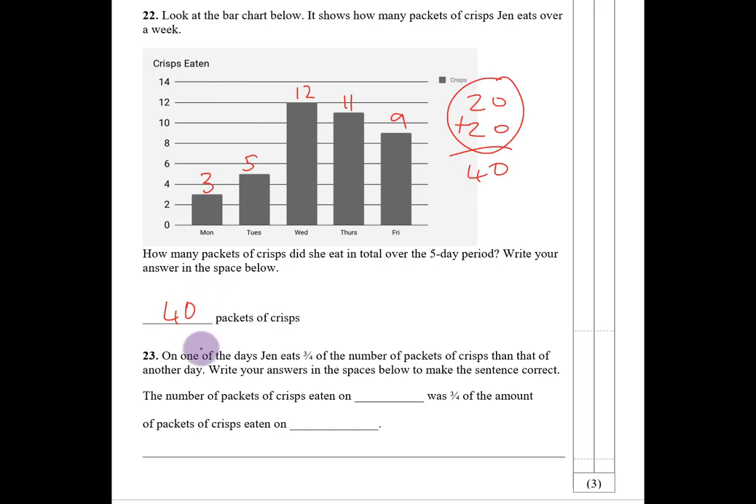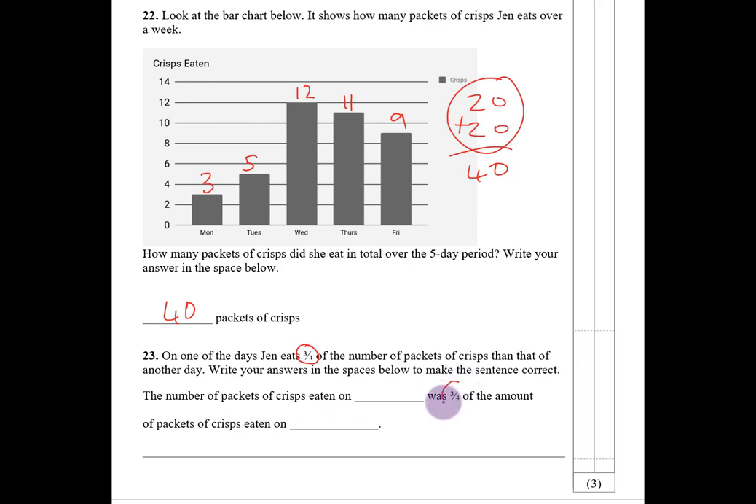This is where it gets a little trickier. On one of the days, Jen eats 3/4 of the amount of packets of crisps than that of another day. Write your answers in the spaces below to make this sentence correct. So we need to put in some days here that will make the sentence correct. So the number of packets of crisps eaten on such and such a day was 3/4 of the amount of packets of crisps eaten on another day.